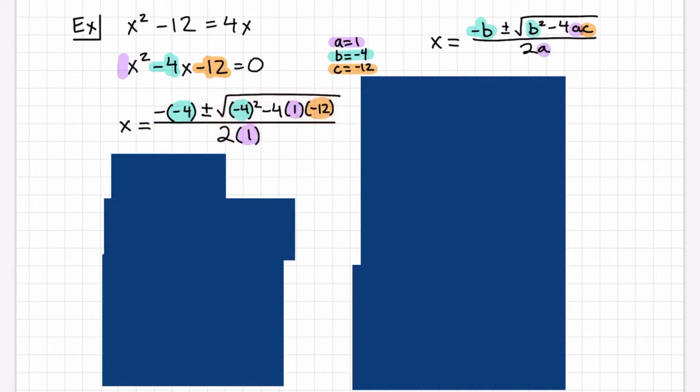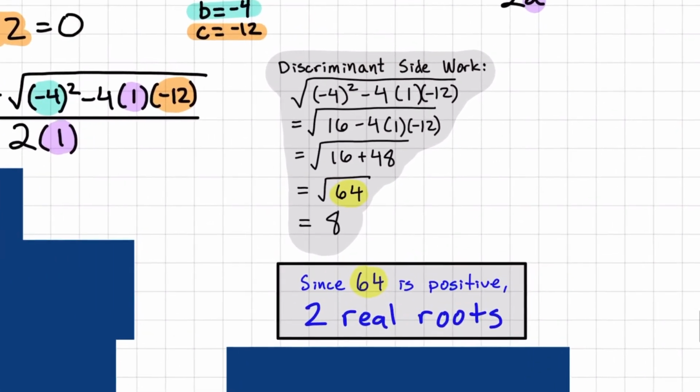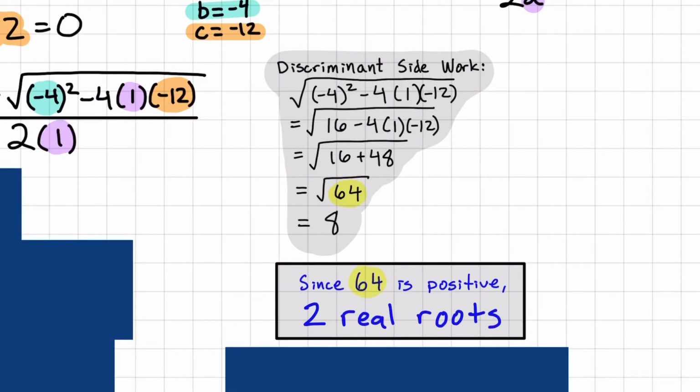So I like to do what's called just discriminant side work. So over to the side, I work on my discriminant. I just copy down my discriminant, and then I square it. So negative 4 squared is positive 16. And then I can multiply these numbers together. Negative 4 times 1 is negative 4. Negative 4 times negative 12 is a positive 48.